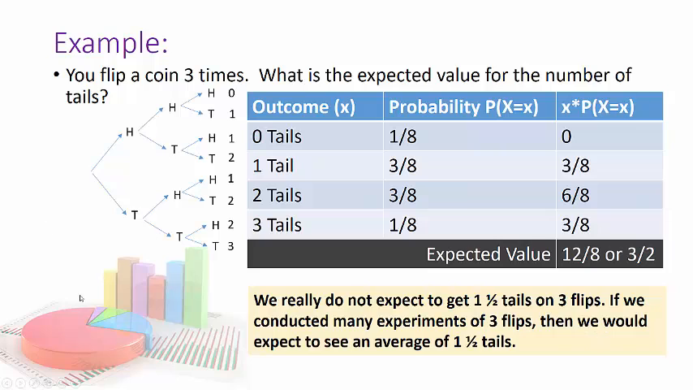Now, we don't expect to get 1.5 tails when we flip a coin 3 times. You're either going to get 0, 1, 2, or 3. But if I looked at doing this experiment 100 times, I would expect to get 1.5 tails each time, or a total of 150 tails when I do the experiment 100 times. So this is what you expect to see again on average. It may not be one of these actual outcomes.